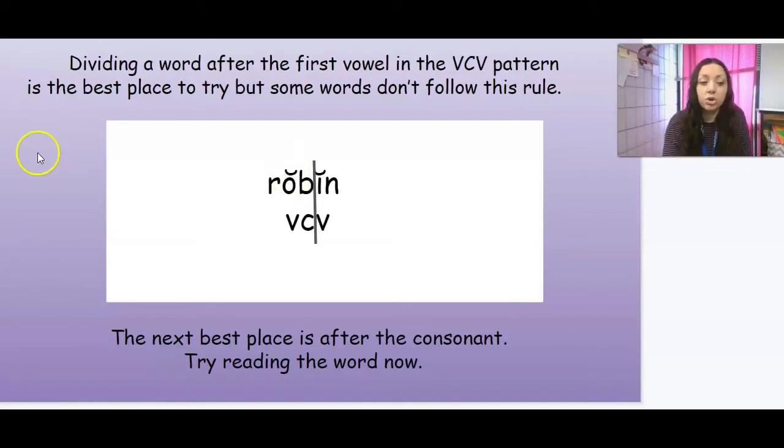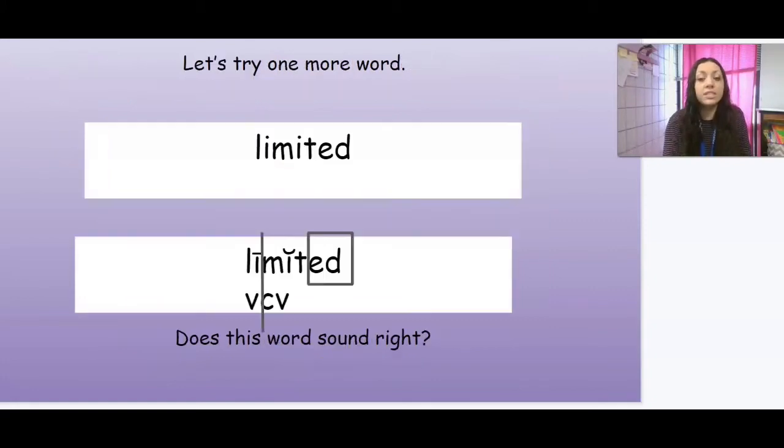If that doesn't work, you can go after the consonant, okay? Because there are some rule breakers, but these are just rule breakers. So you're always going to still try it after that first vowel, then we can move it back after the consonant, okay? So let's try one more word. Look at this word. Let's find my vowels. I have an I and an I with a consonant between it.